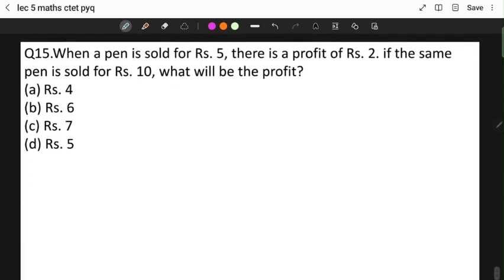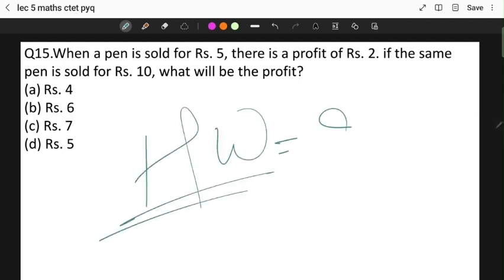Now this is the question that I'll give you as homework. When a pen is sold for ₹5, there is a profit of ₹2. If the same pen is sold for ₹10, what will be the profit? A very simple question. Options given are A, ₹4, ₹6, ₹7 and ₹5. Solve this as homework and let me know in the comment section. If you are not able to solve it, in tomorrow's lecture I'll tell you how to calculate this question.